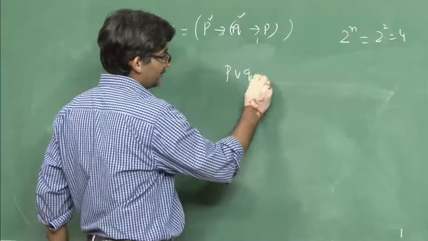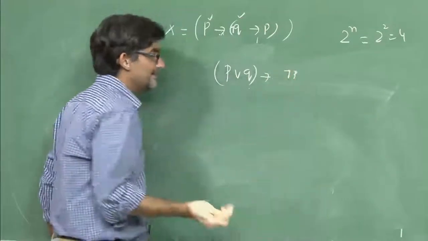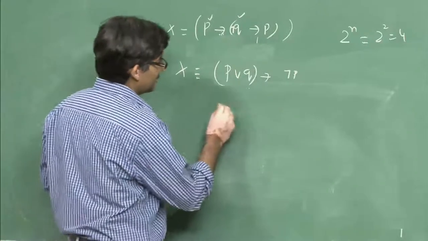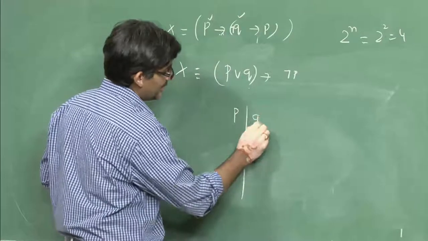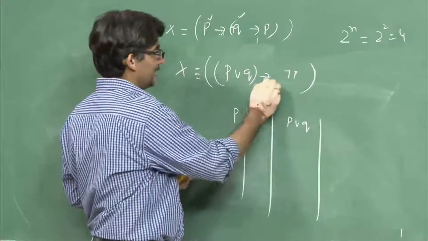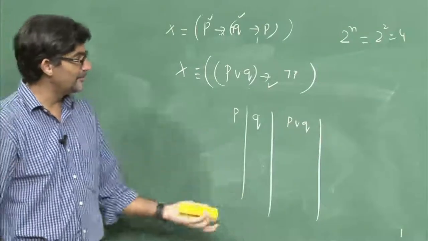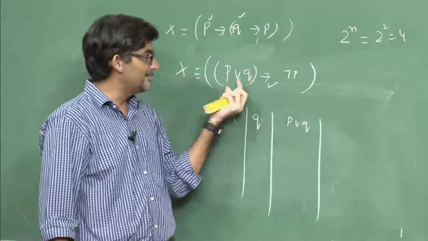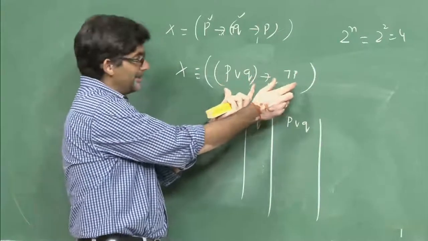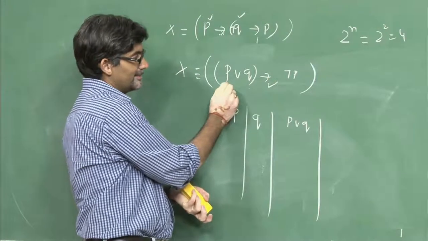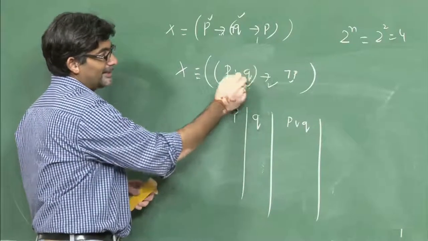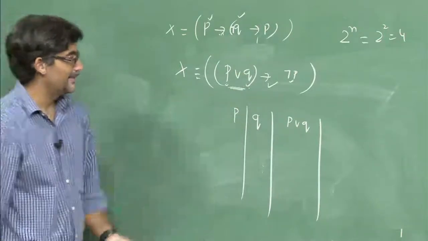P or Q implies, let us say, not P. Some formula whatever has come to my mind I have written here. First you write P and Q, these are the two variables that exist in this formula, then you write P or Q. Here the main logical connective is this one. While studying the syntax we found out what is going to be the major logical connective and what is going to be the minor logical connective. A major logical connective is the one which connects as many propositional variables as possible. That means this is the major logical connective because it connects 1, 2, 3 variables. Whatever logical connective occurs in a subformula is considered to be the minor logical connective.